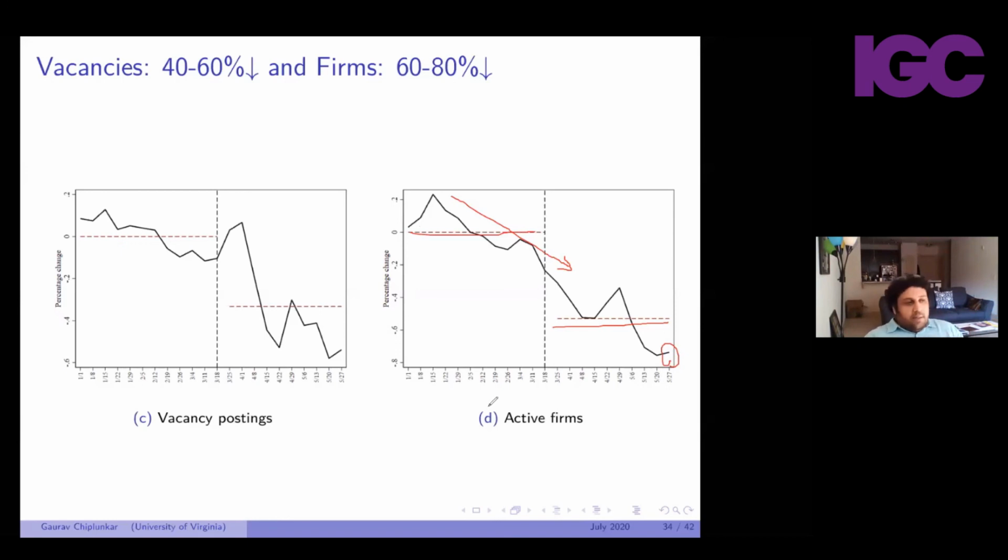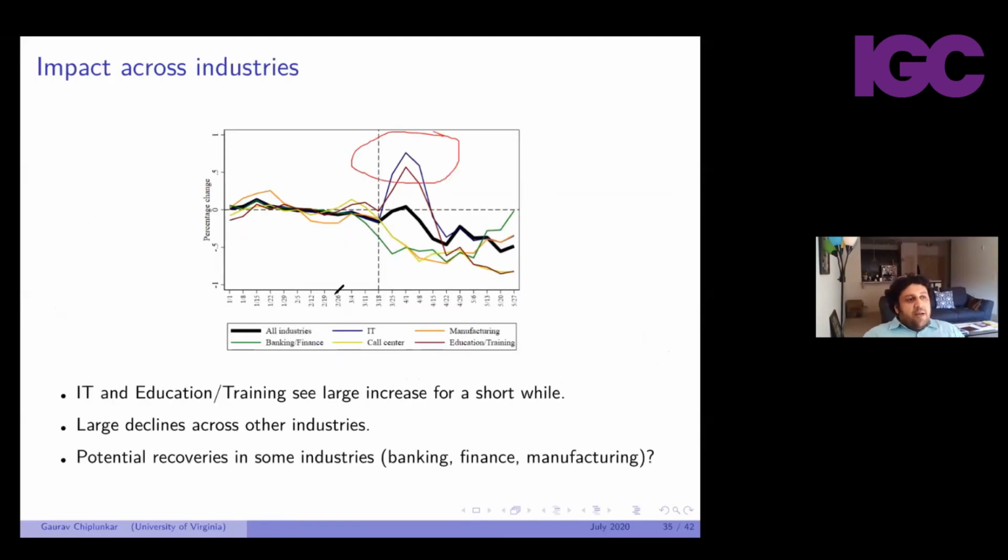I thought that was a huge number in terms of the impact. It is basically driven by two industries. One is IT and the other is education and training, right? You can see that all other industries have this sharp drop right after the lockdown, literally every industry that you can think of. IT and education, for some reason, have this spike.